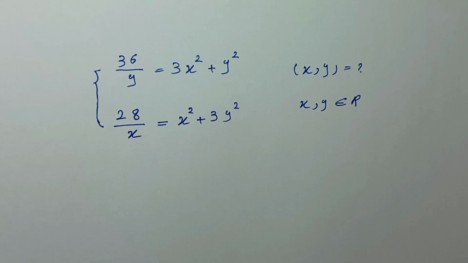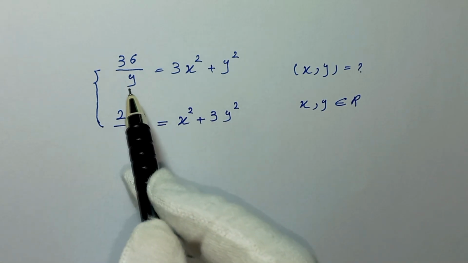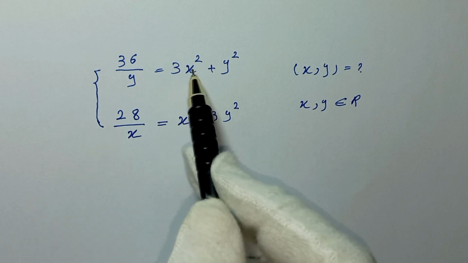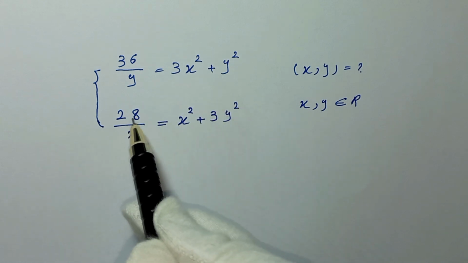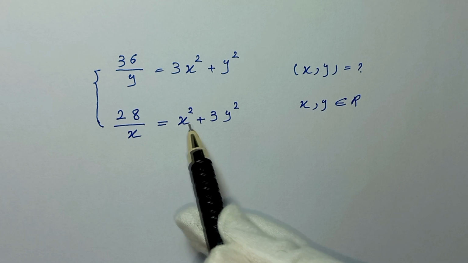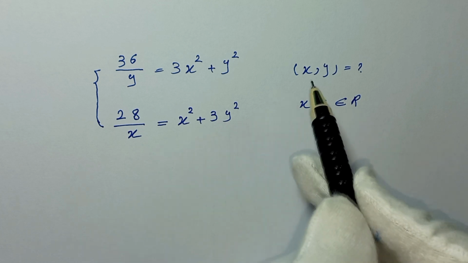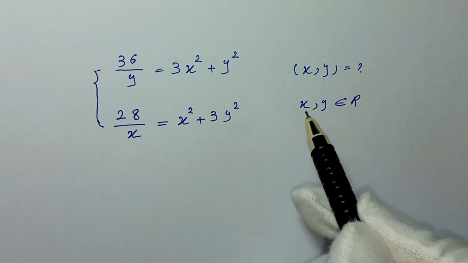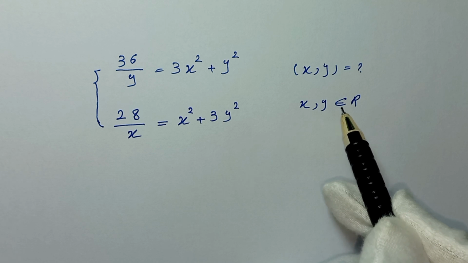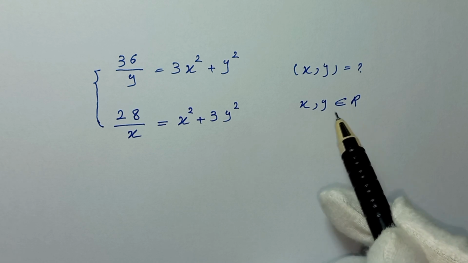Hello, my friends. You're welcome to solve this math problem: 36 over y is equal to 3x squared plus y squared, and 28 over x is equal to x squared plus 3y squared, to find the values of x and y, where x and y are real numbers.